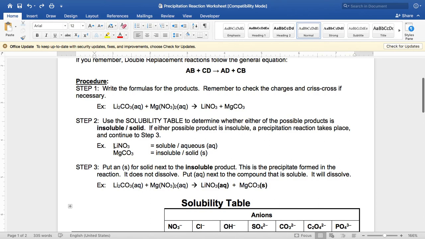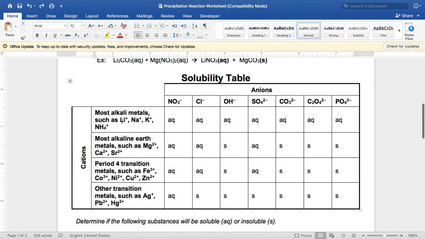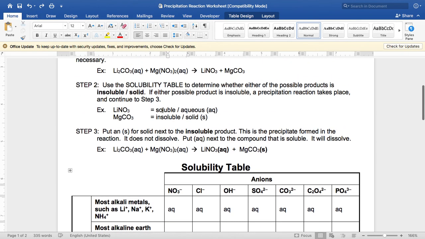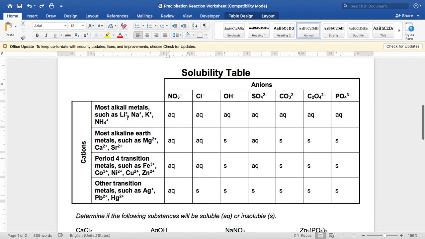So our first one was lithium nitrate, LiNO3. So I would look at lithium here, and then here's my nitrate. So lithium and nitrate, that is aqueous. We say that is soluble. That means it'll dissolve. The next one we have is MgCO3. So here's my magnesium right here. Okay, so we're going to look at our second row, and then we're going to go over until we get to our carbonate, CO3, and we see it is a solid.